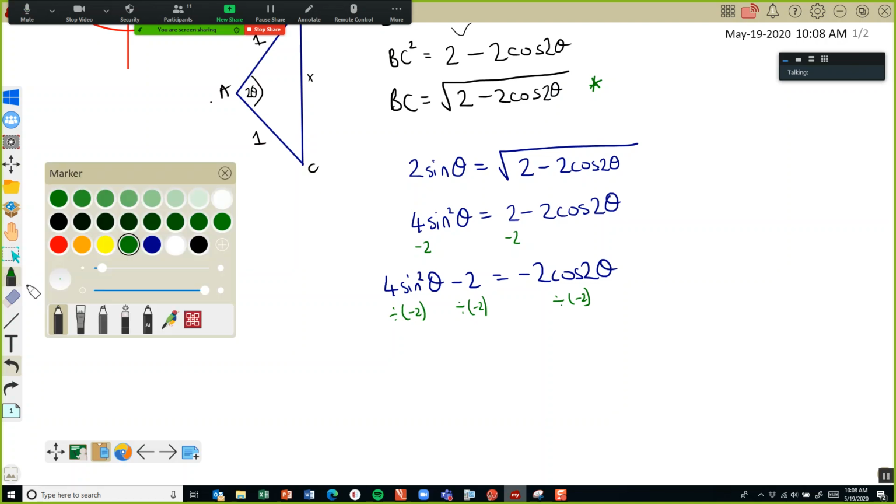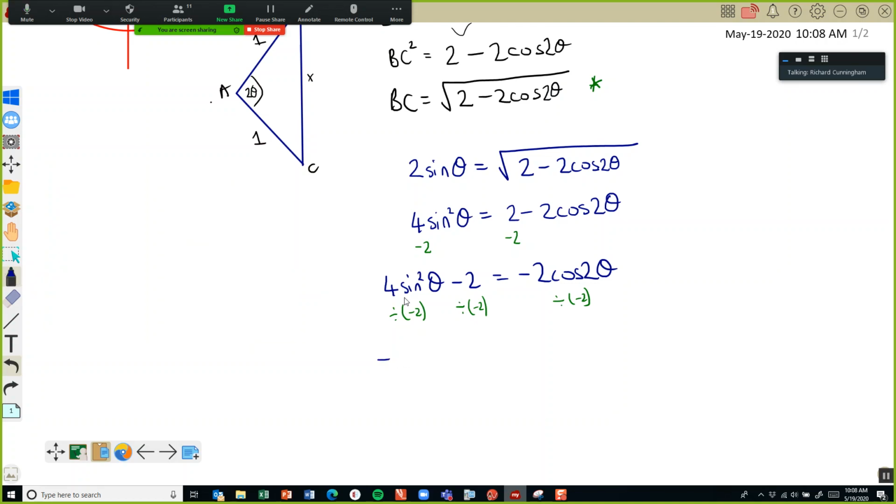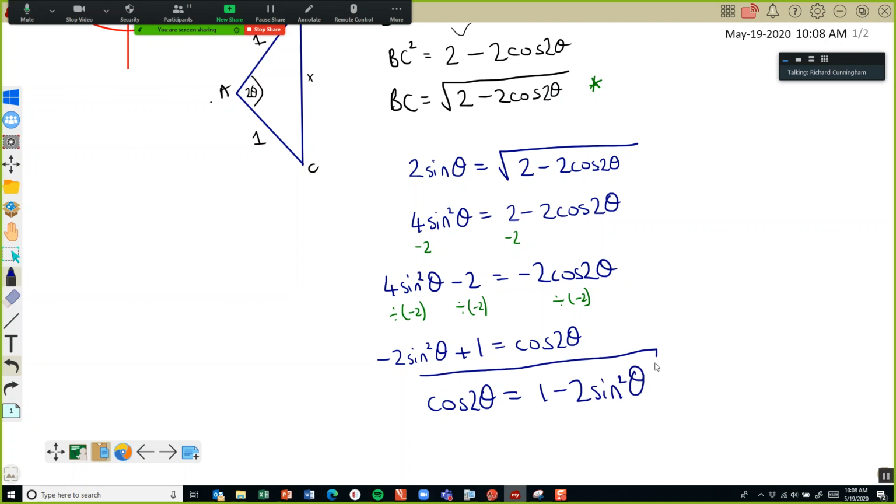Good. When I do that, 4 divided by negative 2 is negative 2. Negative 2 divided by negative 2 is positive 1. And on this side I'm left with cos 2 theta. So my formula is cos 2 theta equals 1, subtract 2 sine squared theta. And that is one of the formulas that is given to you in the formula booklet, and it's the one that we were intending to show. Does that make sense?